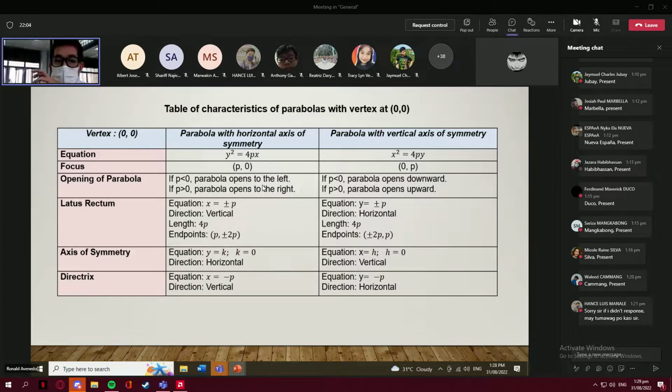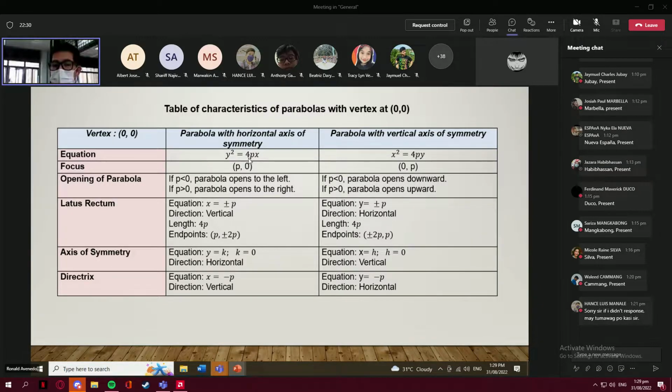I want you to screenshot this now so that later on, if I show you the solution of the problem, you can check it right away. So screenshot. I'll give you 5 seconds. 1, 2, 3, 4, 5. Focus here in the second column.